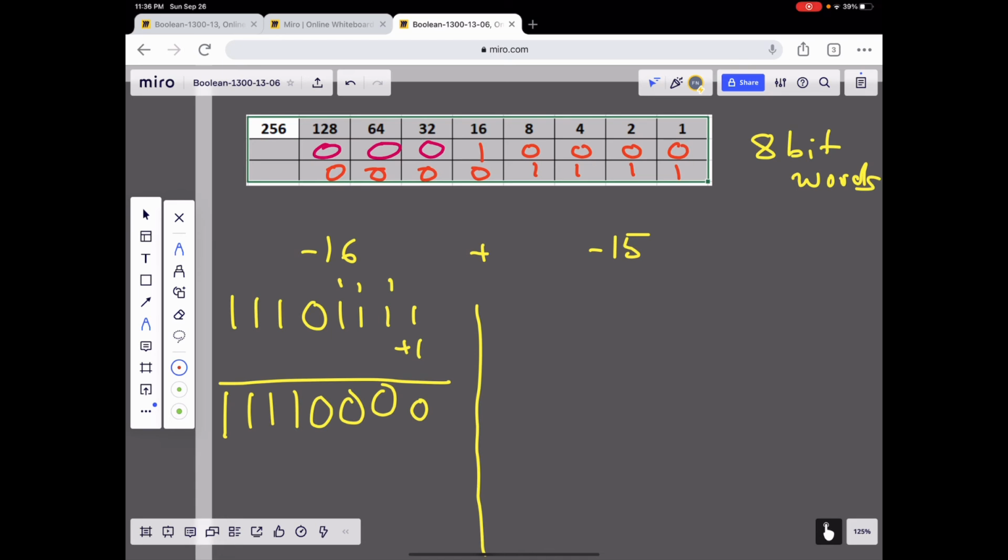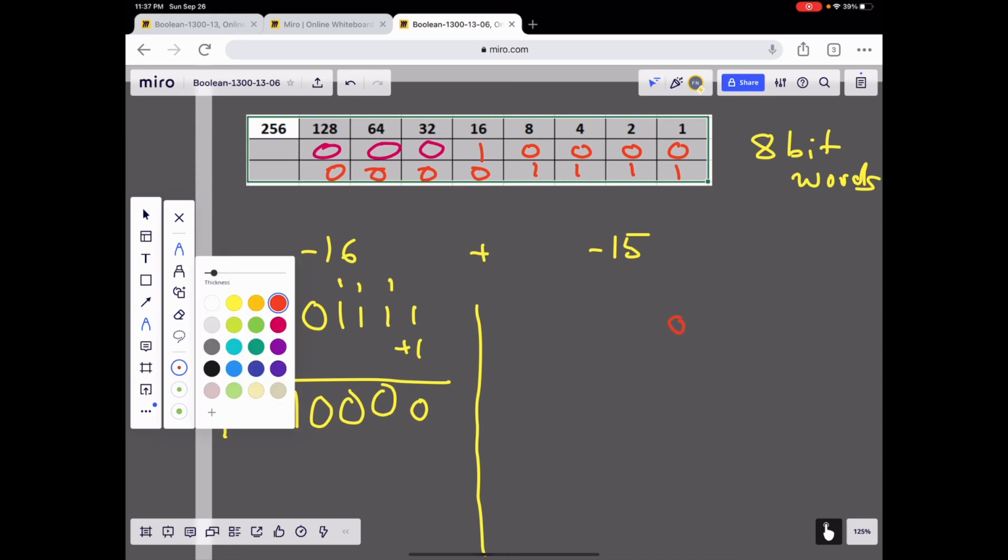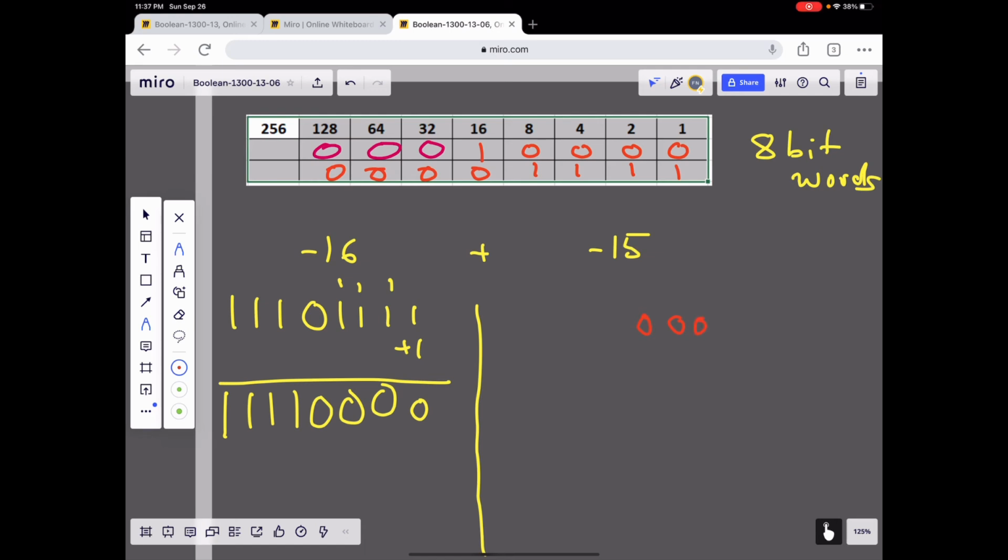You do two's complement, and then you add 1 at the end. So the complement for number 1 is 0, 0, 0, 0, 4 of them. And then for number 1, add 1. So then I got 1 and everything else.